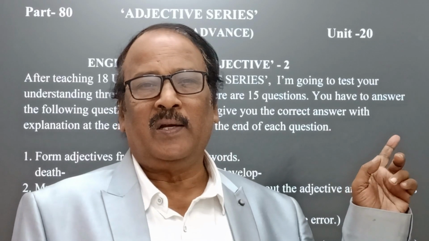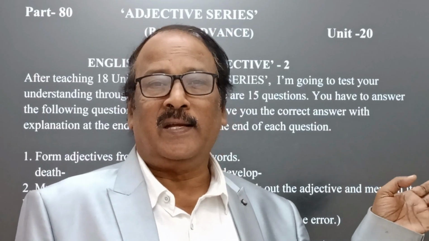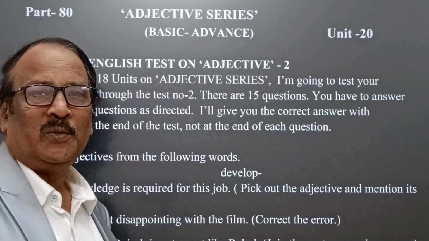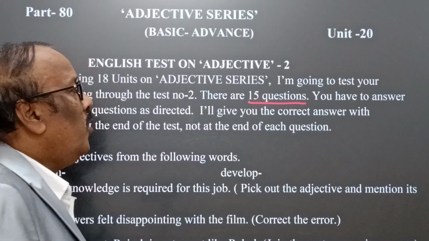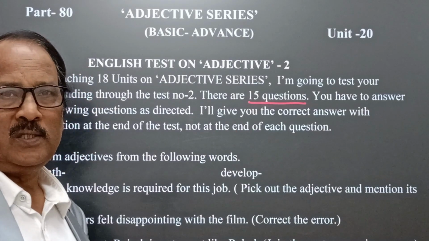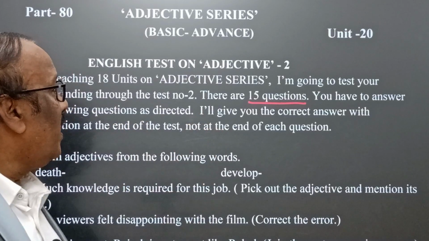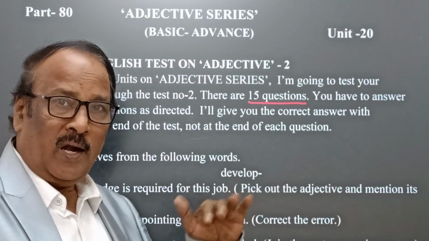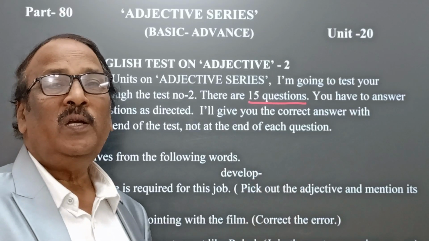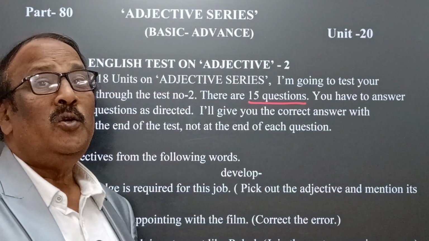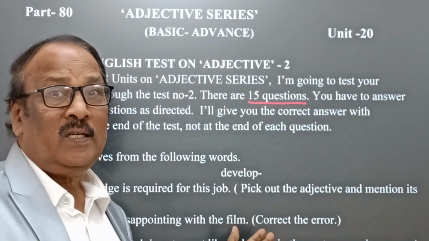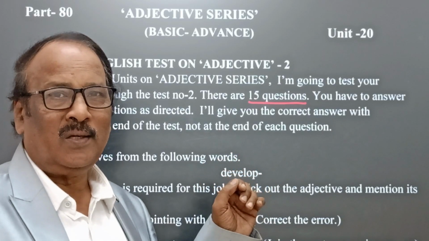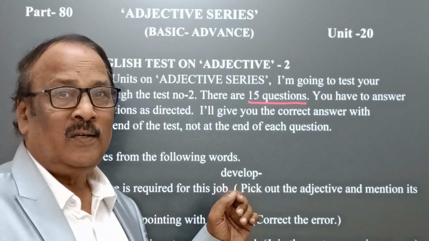In this segment, I'm going to conduct the second test on the adjective series. After completion of 18 units, there are 15 questions. You have to answer the following questions as directed. I will give you the correct answer with a suitable explanation at the end of the test, not at the end of each question. It is your duty to understand the question and try to give suitable answers to each question. Now let's see the questions.